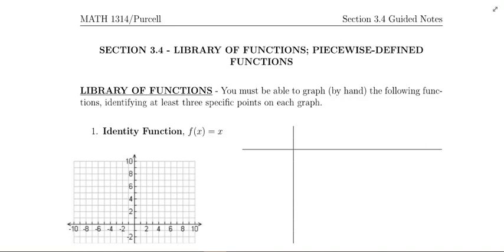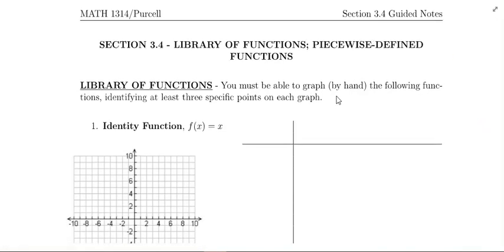Library of functions. You must be able to graph by hand the following functions, identifying at least 3 specific points on each graph. The first function here is going to be the identity function. It has the formula f of x is equal to x. Like I said, we are going to make a table of values to understand what this graph looks like. So remember how a table of values works.